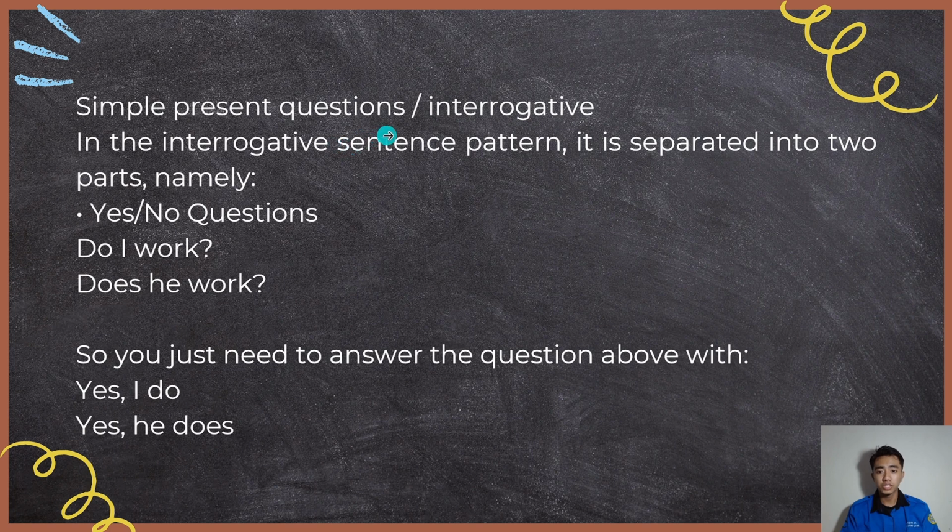Simple present question or interrogative. In the interrogative sentence pattern, it is separated into two parts, namely yes or no question. Do I work? Does he work? So you just need to answer the question above it. Yes, I do. Yes, he does.